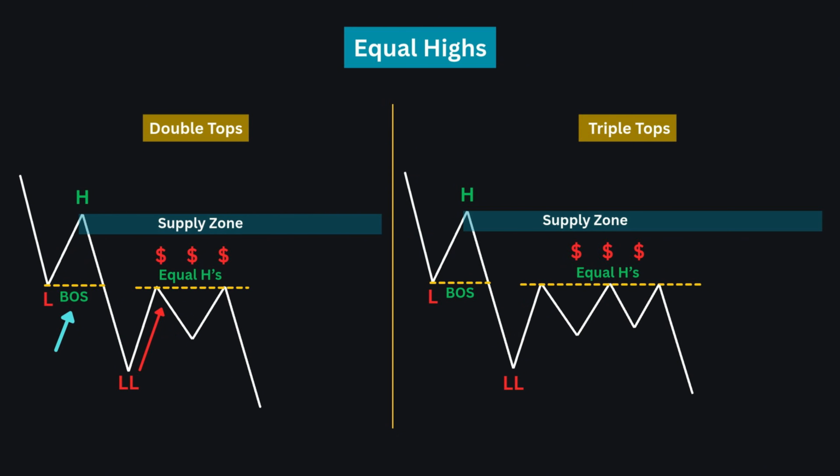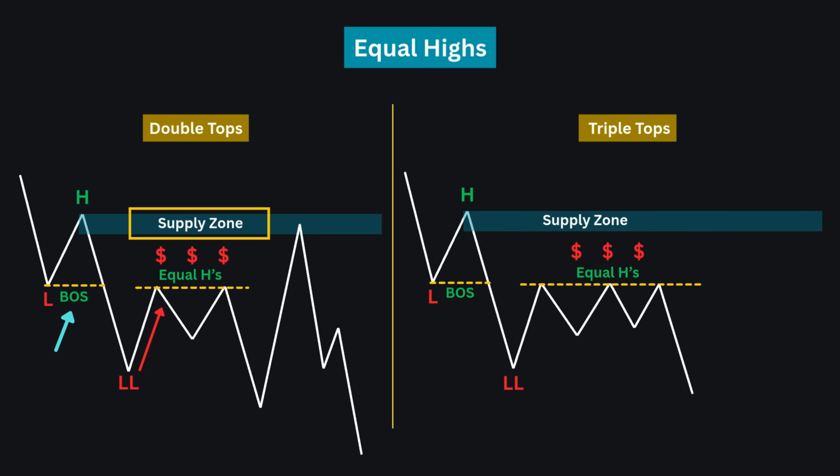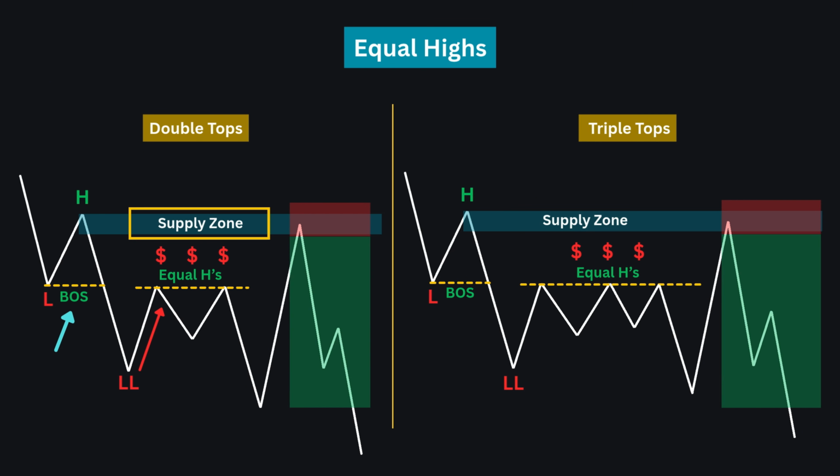And we can see that we have an unmitigated supply zone just above this double top. So the price is more likely to retrace back into this supply zone, sweep the liquidity, and then continue moving downward. Same concept applies to the triple top pattern. The price only aims to grab the liquidity above equal highs. It can be double top or triple top. And when market grabs the liquidity above these patterns, there is no longer need to collect more liquidity. So we can execute our trade in this supply zone with full confidence.